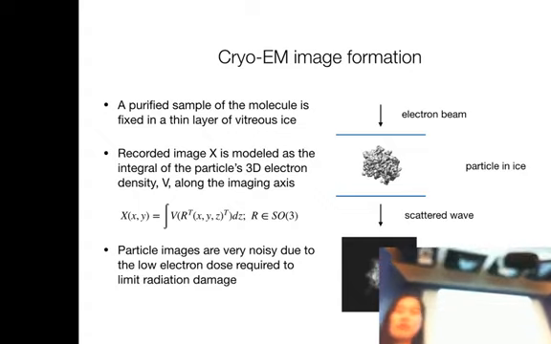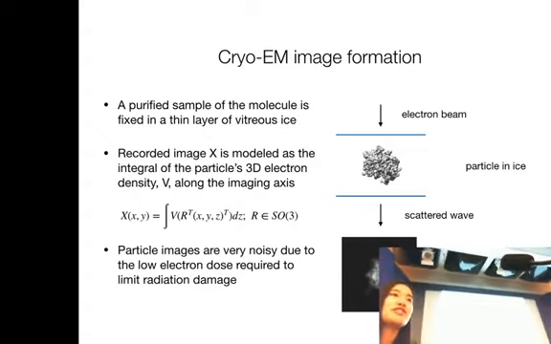And so just as a quick background of cryo-EM image formation, in a cryo-EM imaging experiment, you have a purified sample of your target molecule of interest, whose structure you want to determine. This is frozen in a very thin layer of ice, and it's imaged with an electron beam, and your recorded image is typically modeled as the integral of this particle's three-dimensional electron density function along the imaging axis.